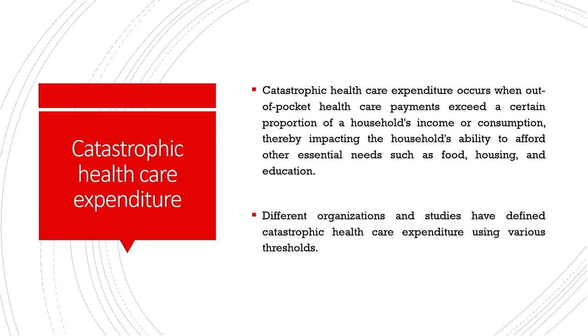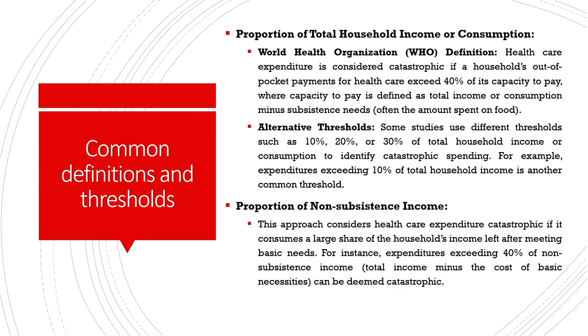Different organizations and studies have defined catastrophic health expenditure using various kinds of thresholds. One of the common definitions and thresholds is provided by the World Health Organization, where healthcare expenditure is considered catastrophic if a household's out-of-pocket expenses for healthcare exceed 40% of its capacity to pay, where capacity to pay is defined as total income or consumption minus the subsistence needs.